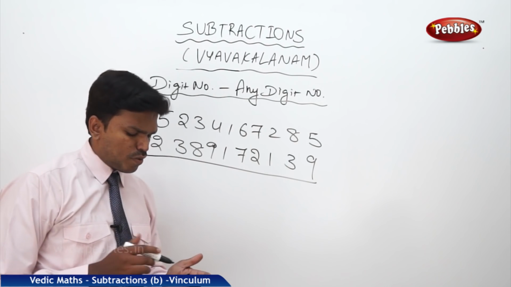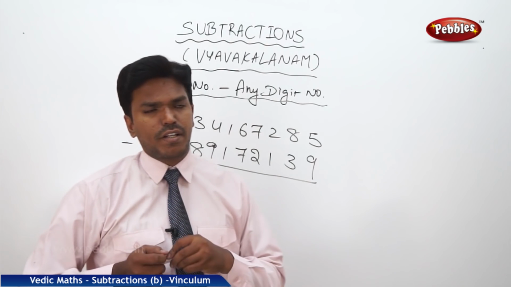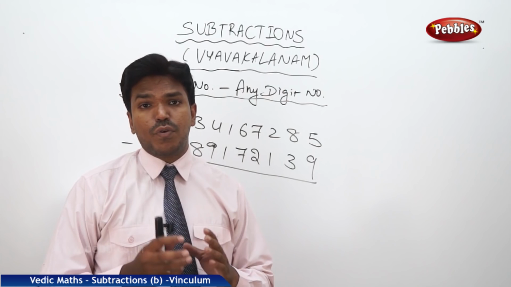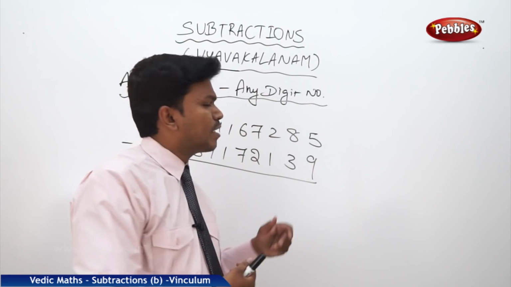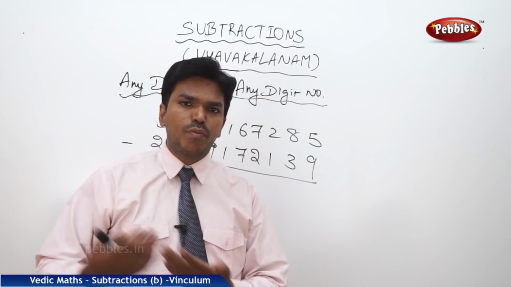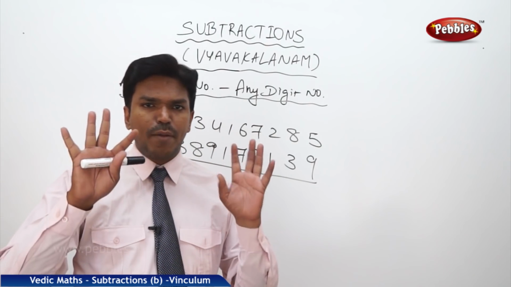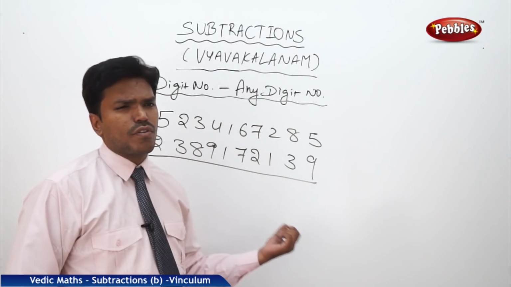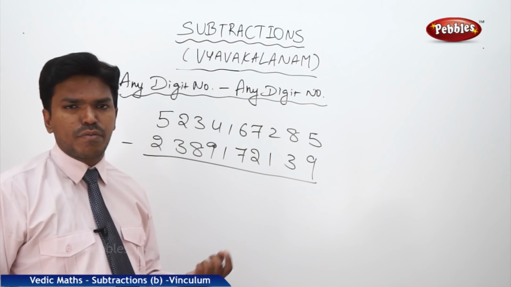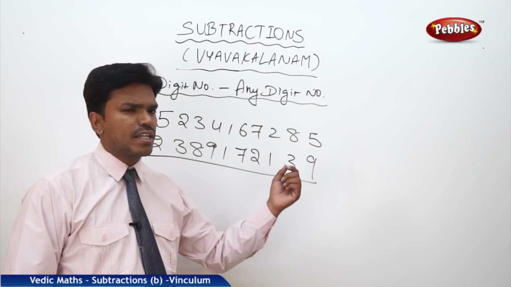If you do it in the normal conventional way, it will take a lot of time and you are going to get a lot of strain. Why? Because every time we have to check whether it will go or not. If it is not going, we have to borrow from the next number. But here we are simply going to do the subtraction within a single line.